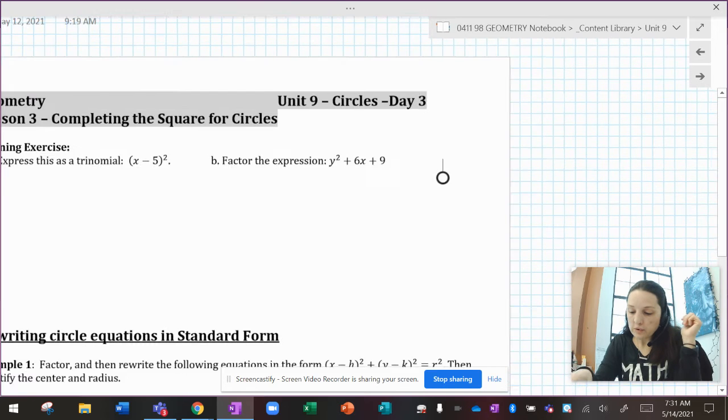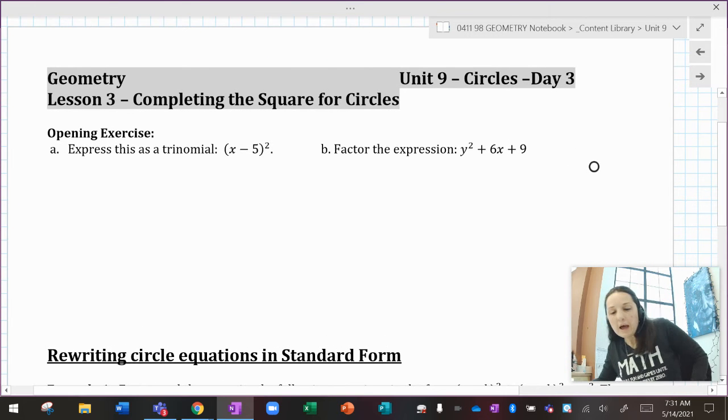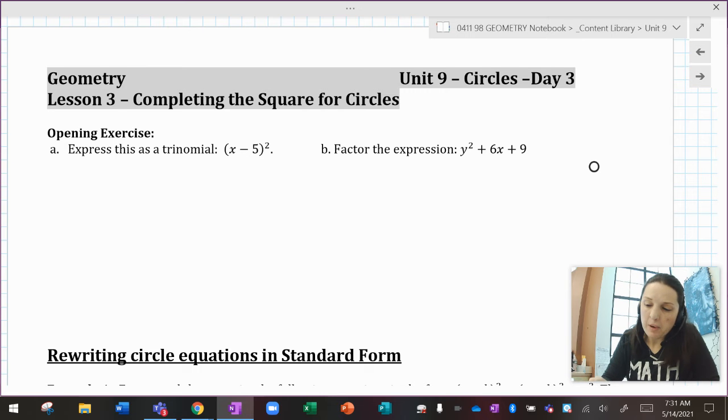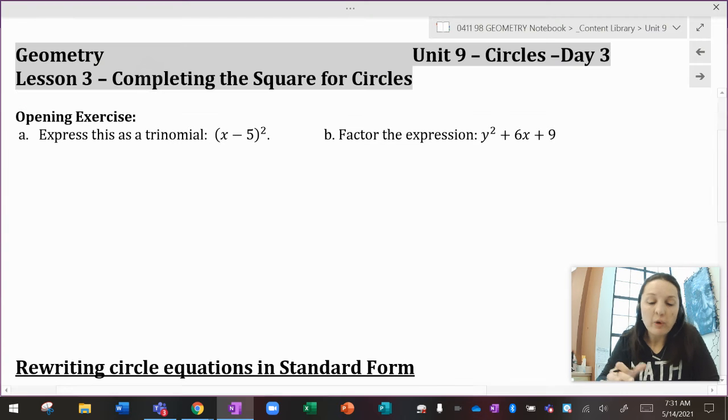Hello, geometry folks. Today we are going to talk a little bit more about circle equations. And what we learned is that a circle equation has a certain standard form, but what do we do if it's not in that form? And that's what today is about. But today really devolves into a whole bunch of information about algebra. So we're going to take a blast from the past and go back to factoring in algebra.